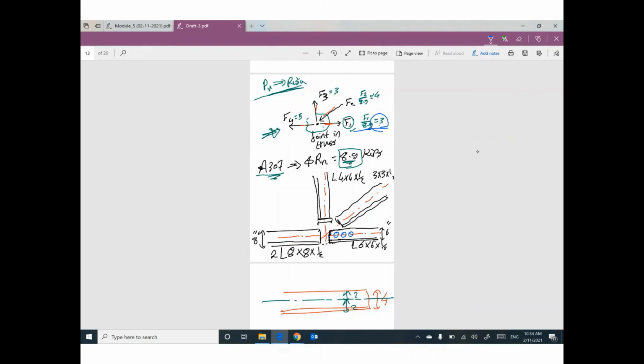This member will need 4: 1, 2, 3, 4. This member will need 3: 1, 2, 3. This member will need 5: 1, 2, 3, 4, 5. Any questions so far?